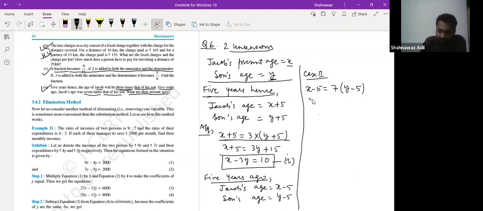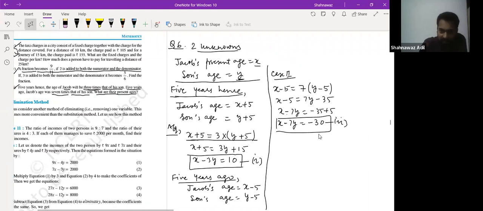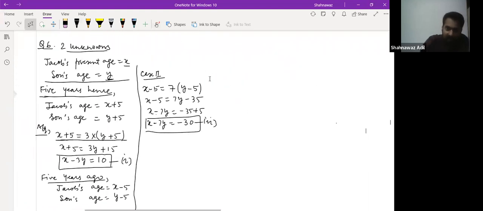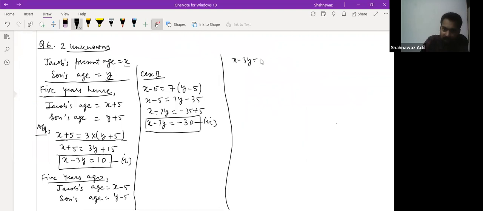So what will be the solution? So this is 35, so minus 35 plus 5. So X minus 7Y is minus 30, right? So this is the second equation, right? So let us solve this equation. So X minus 3Y is 10.